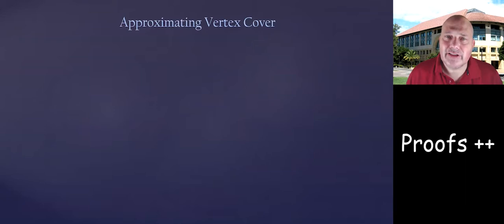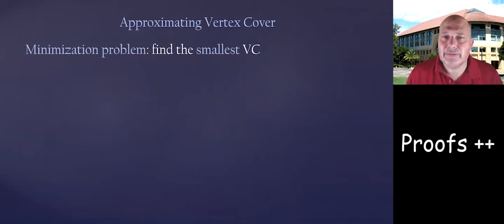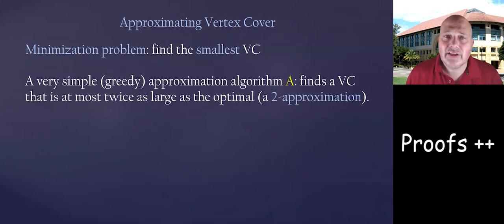So approximating vertex cover. This is a minimization problem. We want to find the smallest vertex cover. And a very simple greedy algorithm finds a vertex cover that is at most twice as large as the optimal. It's a trivial algorithm. And that's what's known as a two-approximation.